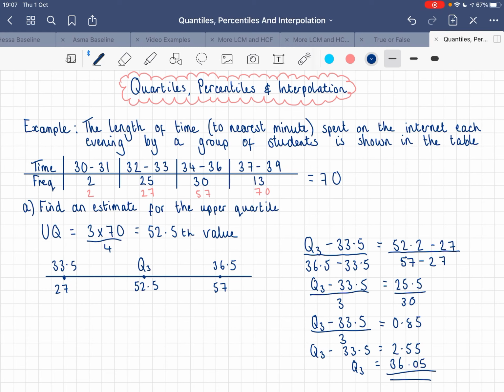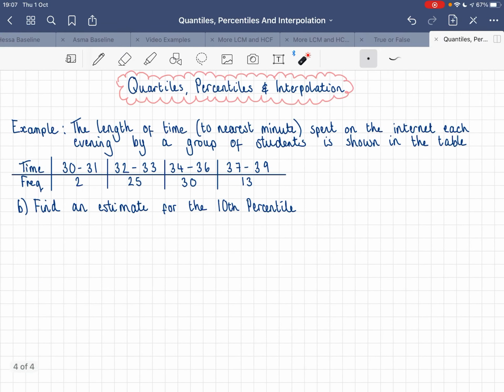Okay, so it is really at the upper end of this interval so far that it's actually in the gap between 36 and 37. Okay, I hope that makes sense. I'll do a similar example for part B, except we're using percentiles instead of quartiles. So find an estimate for the 10th percentile.